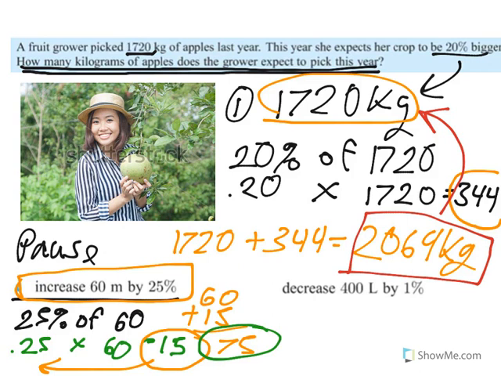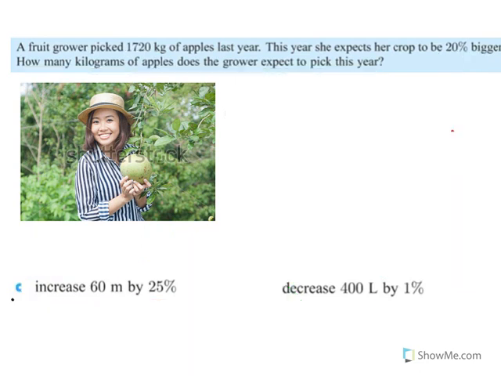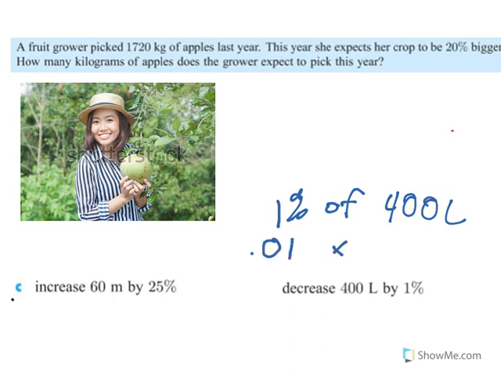Now let's look at this other problem. Perhaps you've already figured it out. Why don't you just pause the video and try and solve this problem right here. Decrease 400 liters by 1%. The first thing we have to do is find 1% of 400. We know 1% is the same as 0.01, which we multiply times 400. And this will be our answer, 4. You probably already knew that because it's quite an easy problem.